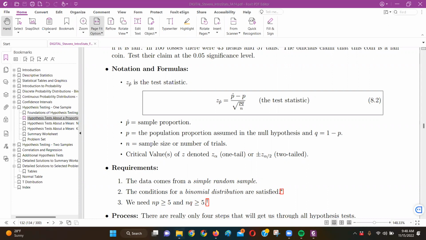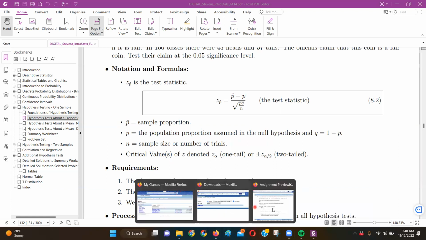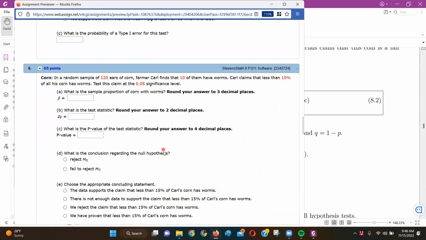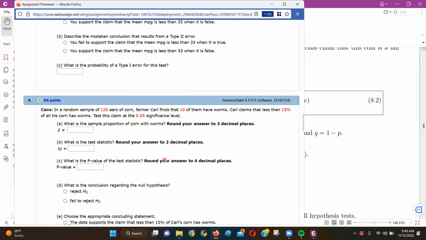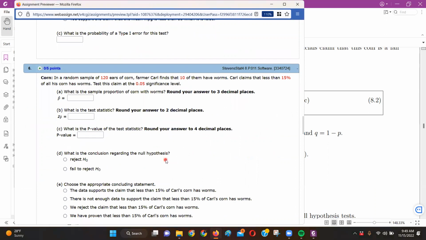So how do I recognize this? Well, let me go to a version of the week 8 WebAssign. I skipped all the earlier parts because that's the foundational stuff. What you were asking me was, how can I tell? So this corn problem, I don't see any standard deviations. I don't see any means. That's a flag to me that this is about proportions.